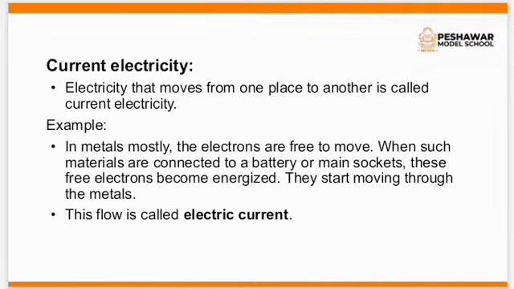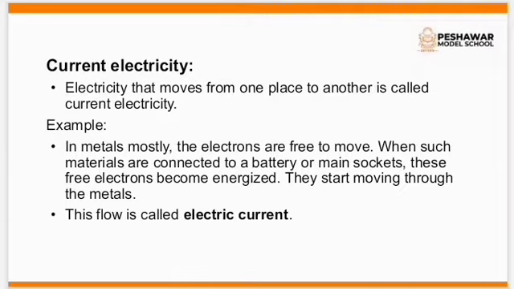Current electricity. Electricity that moves from one place to another is called current electricity. In static electricity, we discussed that the charges are fixed, they gather in one place. But in current electricity, the electricity moves from one place to another. Example: in metals, mostly in metals, the electrons are free to move. When such materials are connected to a battery or main sockets, these free electrons become energized. They start moving through the metals.